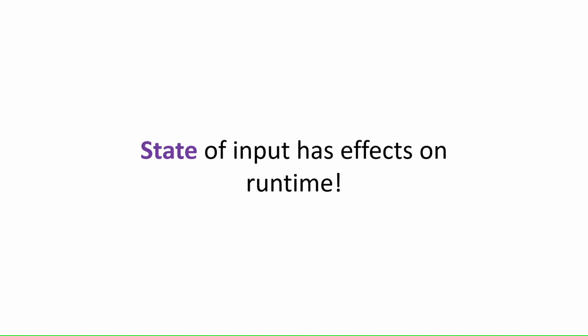And the key here is that the state of our list, the state of the input, has effects on the runtime. So depending on how many odds and evens there are, the runtime will be better or worse. For each case, however, this has no effect on the big O upper bound and the big omega lower bound. For each case, we have our own set of big O and big omega.